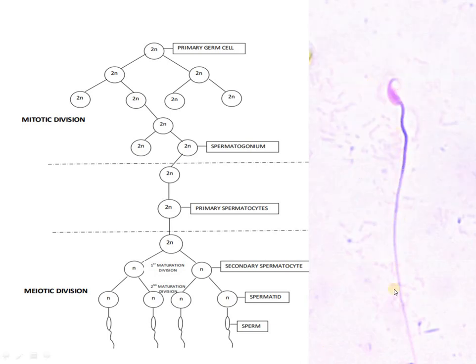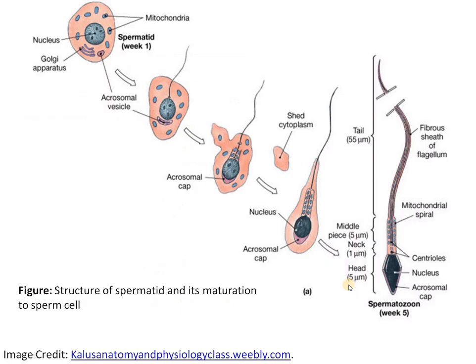So this is a sperm cell. Okay, this is taken under a light microscope. So the structure of the spermatids and its maturation to sperm cells. Nearly 35 days are required for a sperm cell to get entirely matured.